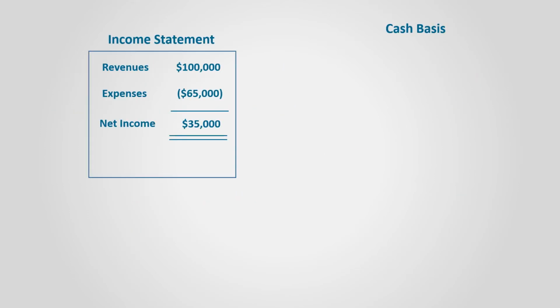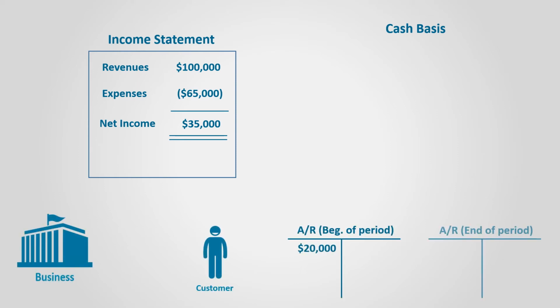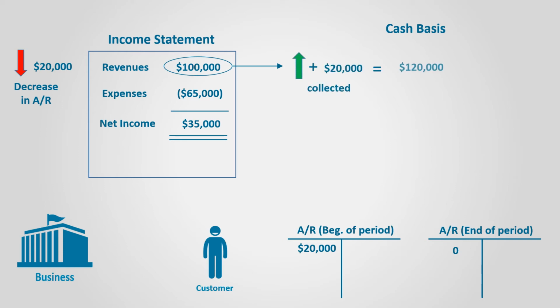Let's use the same figures of the previous example where we had revenues of $100,000 and expenses of $65,000. Now let's assume that the accounts receivable account had a beginning balance of $20,000 and at the end of the period it decreased to zero. This means that all our sales were in cash and additionally customers from previous periods paid what they owed to the business. This will result in cash collections of $120,000.